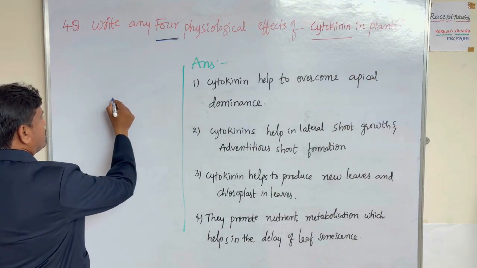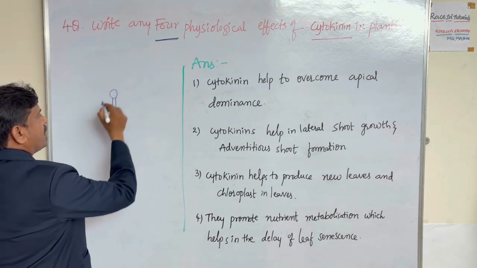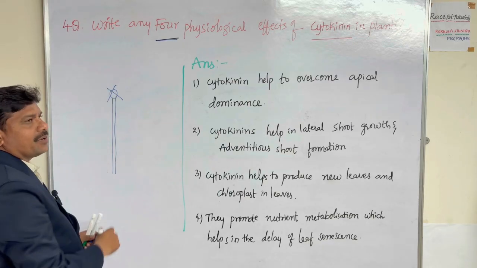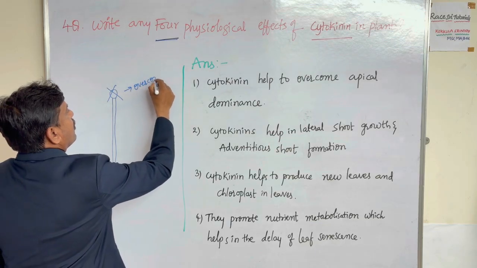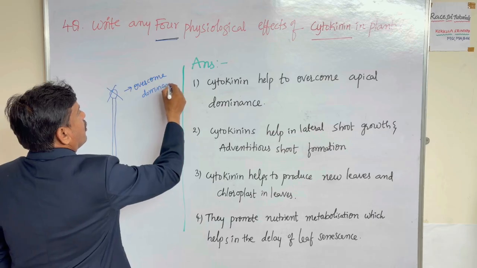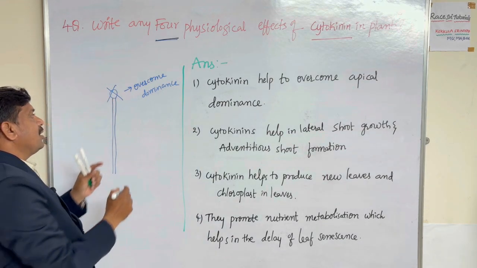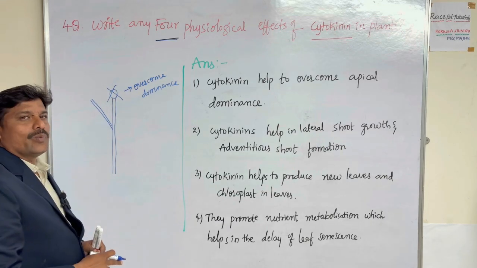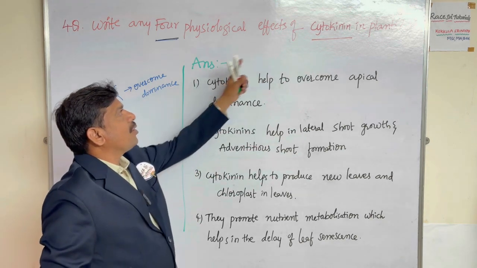For example, take one plant. On top there is the apical bud. I don't need this apical bud. That is called overcoming apical dominance. Overcoming apical dominance means inhibition of the apical bud and growth of the lateral bud. That is the purpose of overcoming apical dominance.